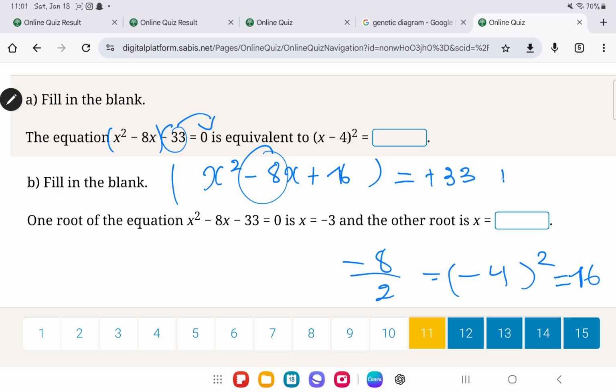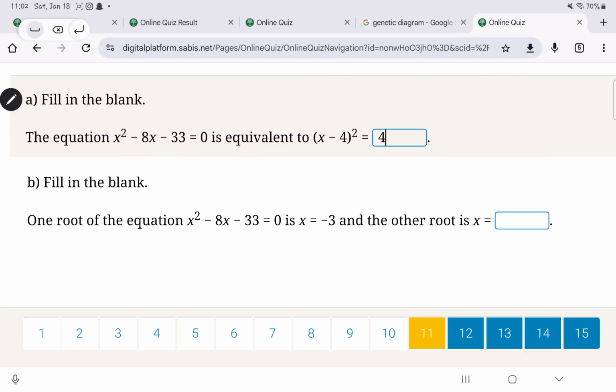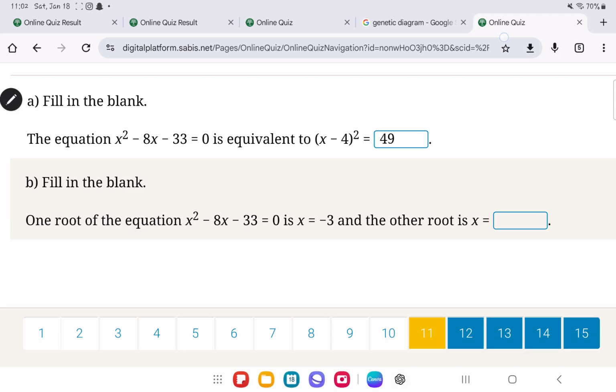And then on the other side, we are gonna again add 16, but we are gonna multiply it by the number over here, which is 1. So our result, we are gonna yield then x squared minus 8x plus 16 is equal to 49. So then, if we factorize this, we are going to get x minus 4 squared is equal to 49. So over here, we have our answer, 49.